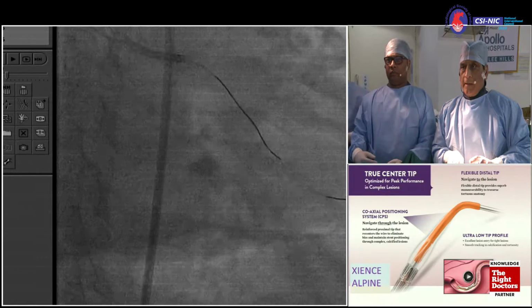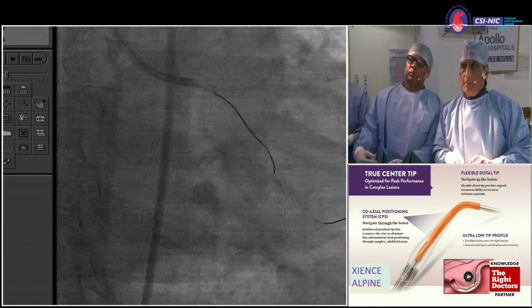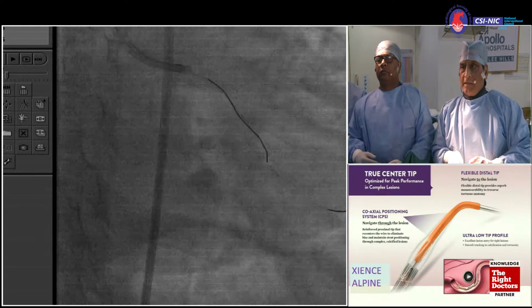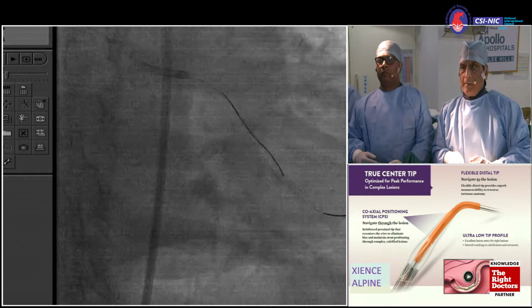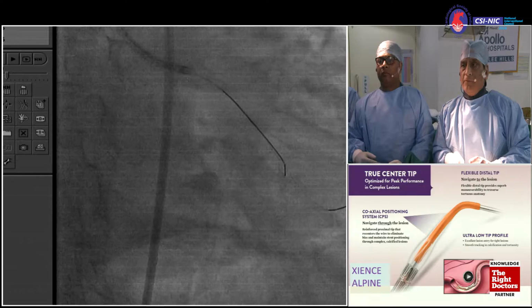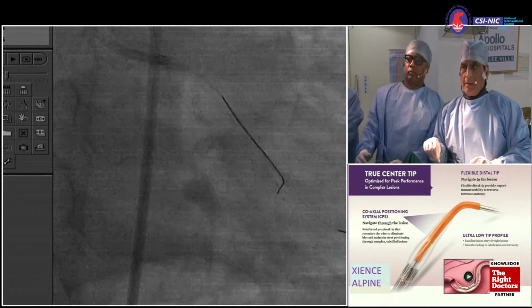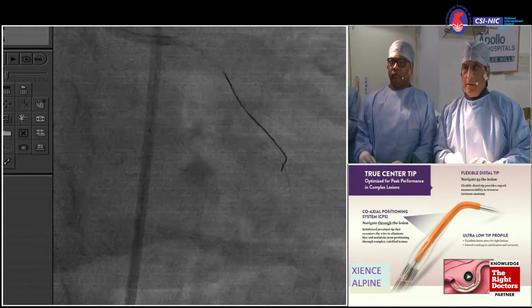Which wire is it? Yeah, it's the same. We are the BMW, so we are trying to use the same. If not, we'll go with the fielder. Yeah, magnify this view so that we can see a little better. Crush seems to be slightly more than required. Yeah. Is it so?